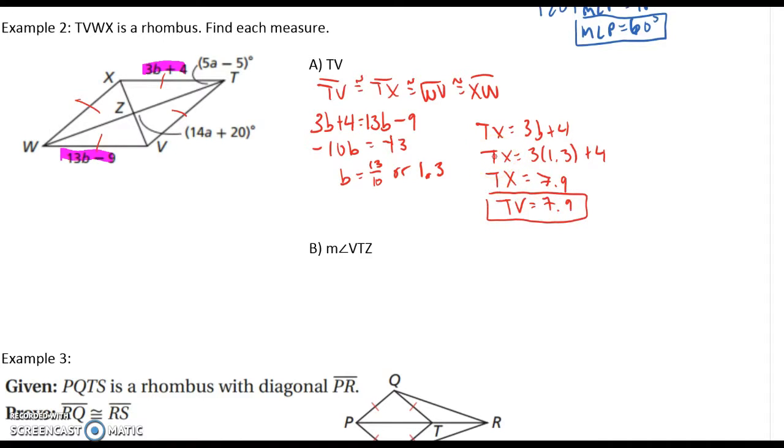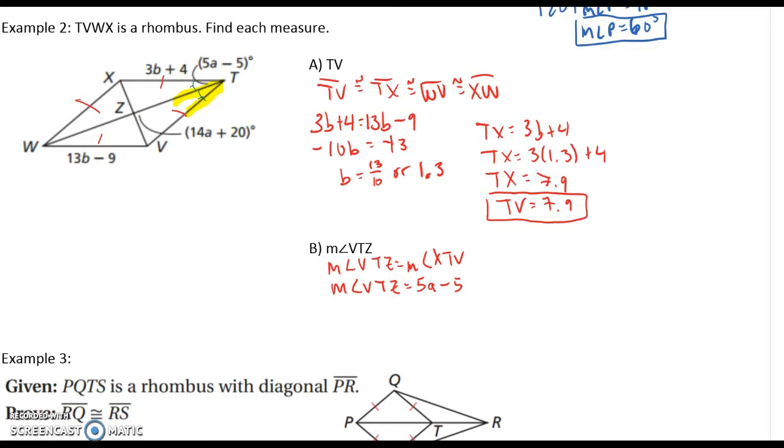Okay, looking at the second part, before I do that, I'm just going to go ahead and erase those highlights so I can use a diagram again with the angles. All right, so now we want to find the measure of angle VTZ. Well, first let's figure out which is the angle VTZ. Well, VTZ is this little one right here in the upper right corner. Well, what do I know about that angle? Well, since this is a rhombus, the diagonals are going to bisect opposite angles. So that means this angle VTZ is congruent to this angle XTZ, right?